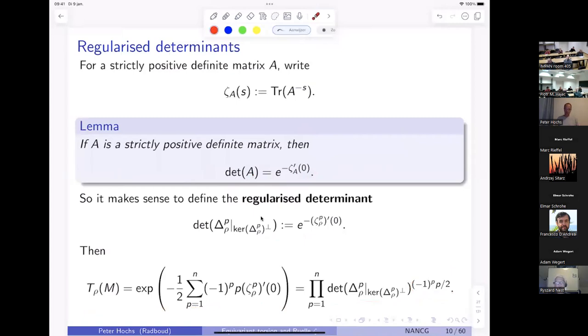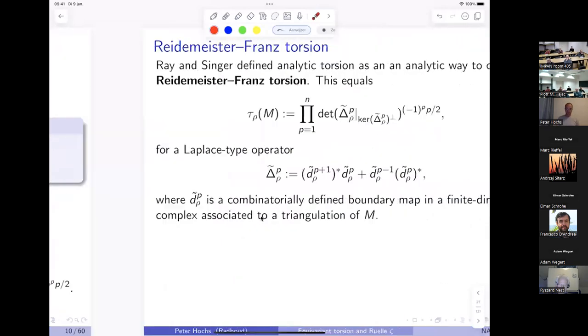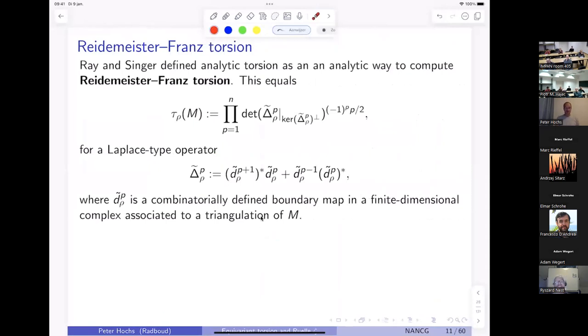It's an interpretation of this number, but this actually motivated Ray and Singer, I think, because they wanted to do the following. They wanted to do an analytic construction of Reidemeister-Franz torsion. This is something from the 1930s. What they did is you have a compact manifold, take a triangulation of that manifold, and from that triangulation, you construct some finite dimensional chain complex, which has a boundary map that I'm calling D tilde, also twisted by representation rho. From that boundary map and some formal adjoint Laplace operator, now a determinant is really well defined because it's just a finite dimensional space. And they defined the notion of torsion as this alternating product of determinants, which looks a lot like this.